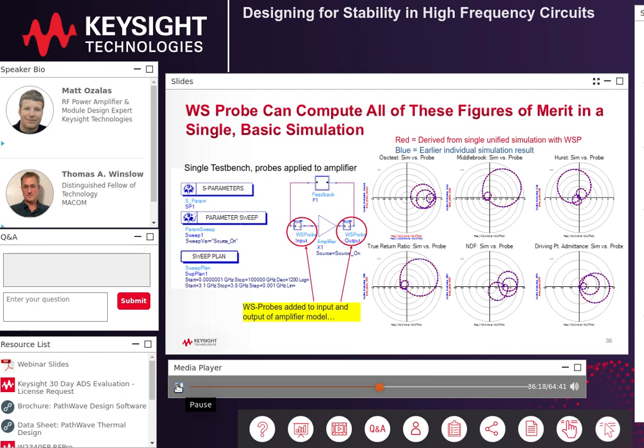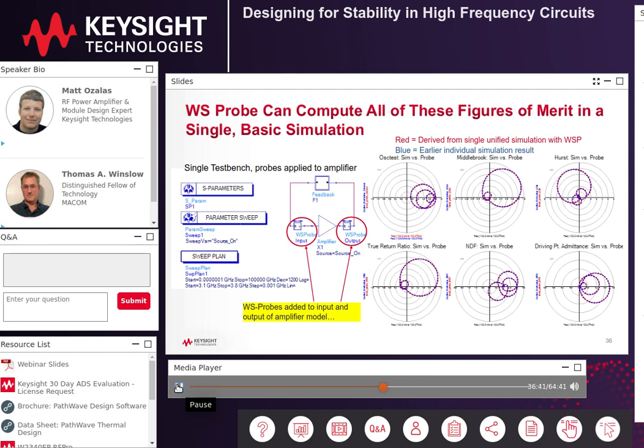So to illustrate, I took the example we've been working with and I put two WS probes around the amplifier, and then I ran a simulation in ADS. And in the data display, I took the probe outputs and either directly plotted them or I ran them through simple functions. And I derived all of the stability metrics that we discussed today from just one single simulation.